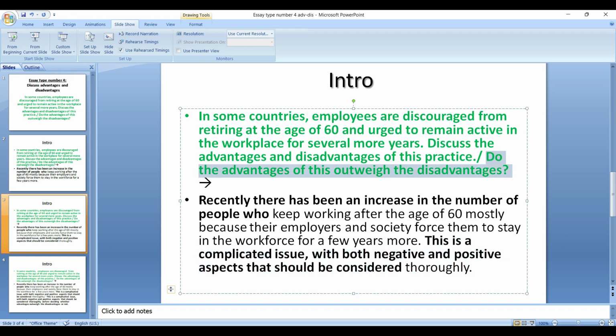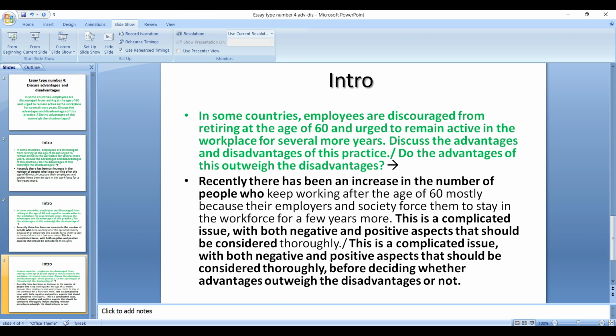Now, in case you have a question like that, do the advantages of this outweigh the disadvantages? Another way you could finish your introduction would be, we have stopped. This is a complicated issue with both negative and positive aspects that should be considered thoroughly. Instead of ending it here, you could continue after putting a comma here. So I'm reading again. This is a complicated issue with both negative and positive aspects that should be considered thoroughly before deciding whether advantages outweigh the disadvantages or not.